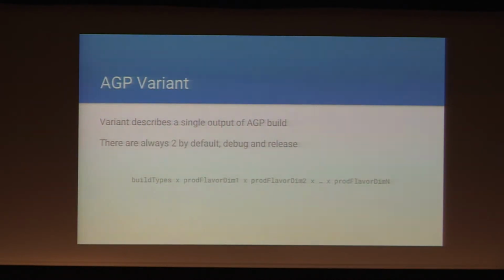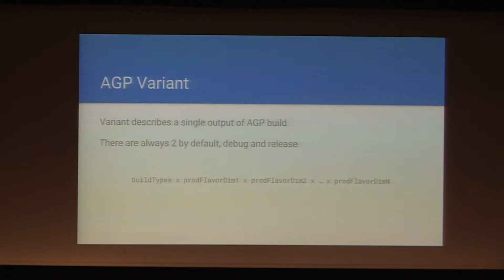Now I've been talking about a variant, but what is actually a variant? I haven't defined it. Variant basically describes a single output of build, and also it describes all of the intermediate artifacts that are built in order to produce that final artifact. So for instance, if you're building an APK, all of the manifest, classes, DEX files are just intermediates that are being built in order to produce the APK.